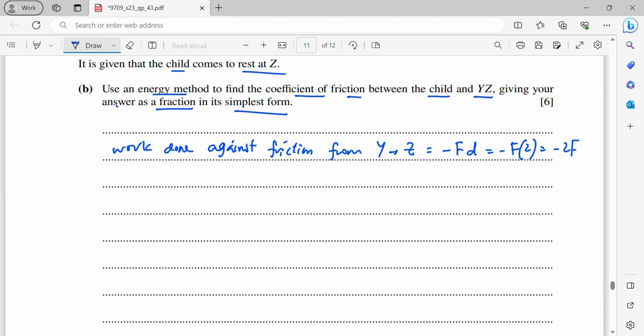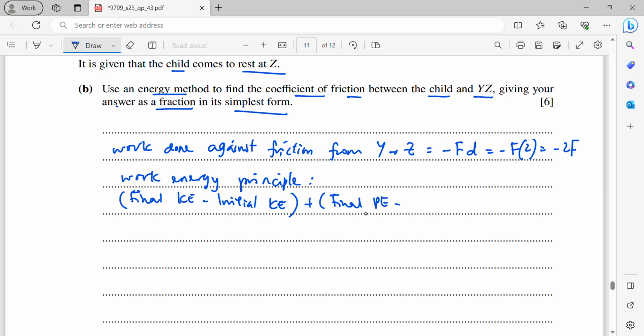Now use back the same formula, the work energy principle. Okay, final KE minus initial KE plus final PE minus initial PE equals total work done. So the total work done now is negative 2F. Alright, so this is from Y to Z.